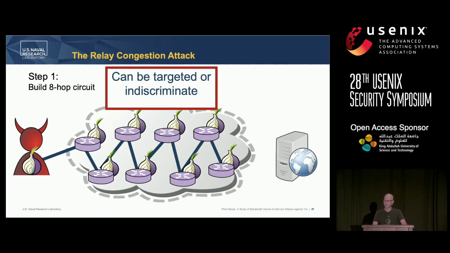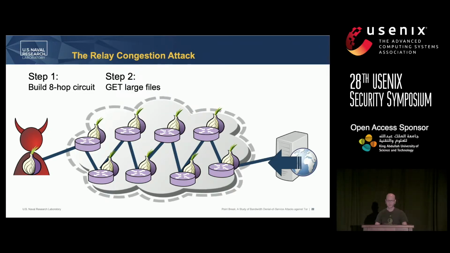Targeted means if you have a specific relay that you're trying to congest, you can repeat that relay up to 3 times in the same circuit. Indiscriminate, you just choose relays following Tor's regular path selection algorithm, which is the approach we take in this attack.